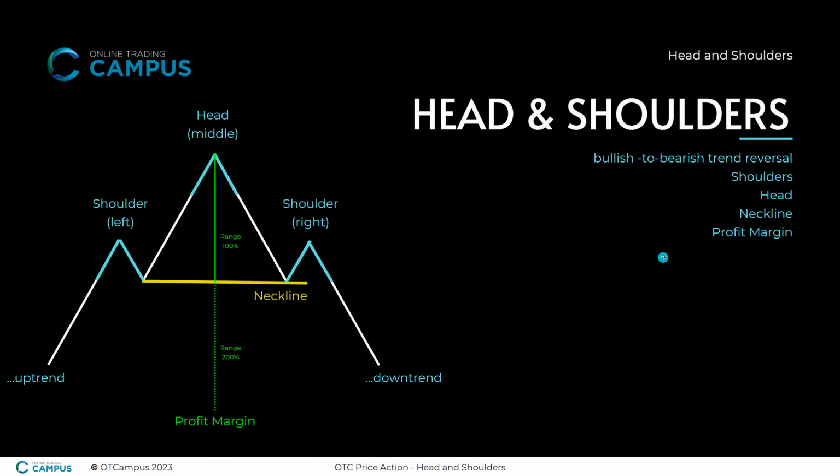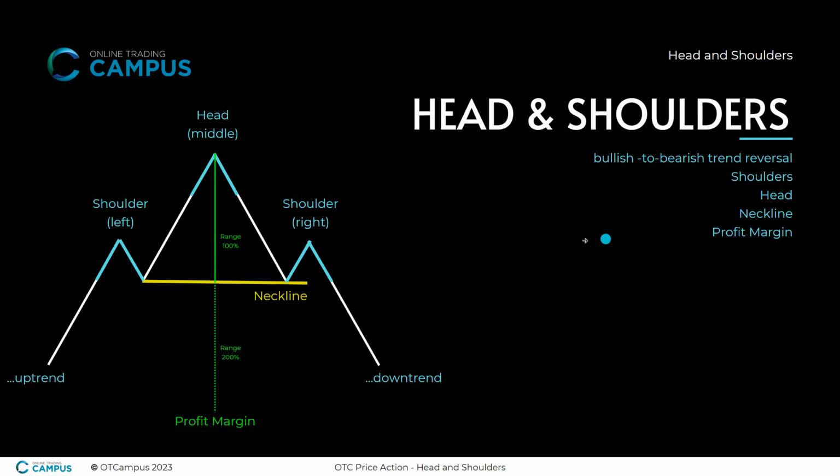Let's talk about the neckline again. Now that's a little better here. Sometimes it makes no sense to spend time in a chart. It's too difficult for beginners. Here it is better that we have lines only. And look, on the left side, we have these 5 elements: a bullish to bearish trend reversal, shoulders, head, neckline, profit margin.